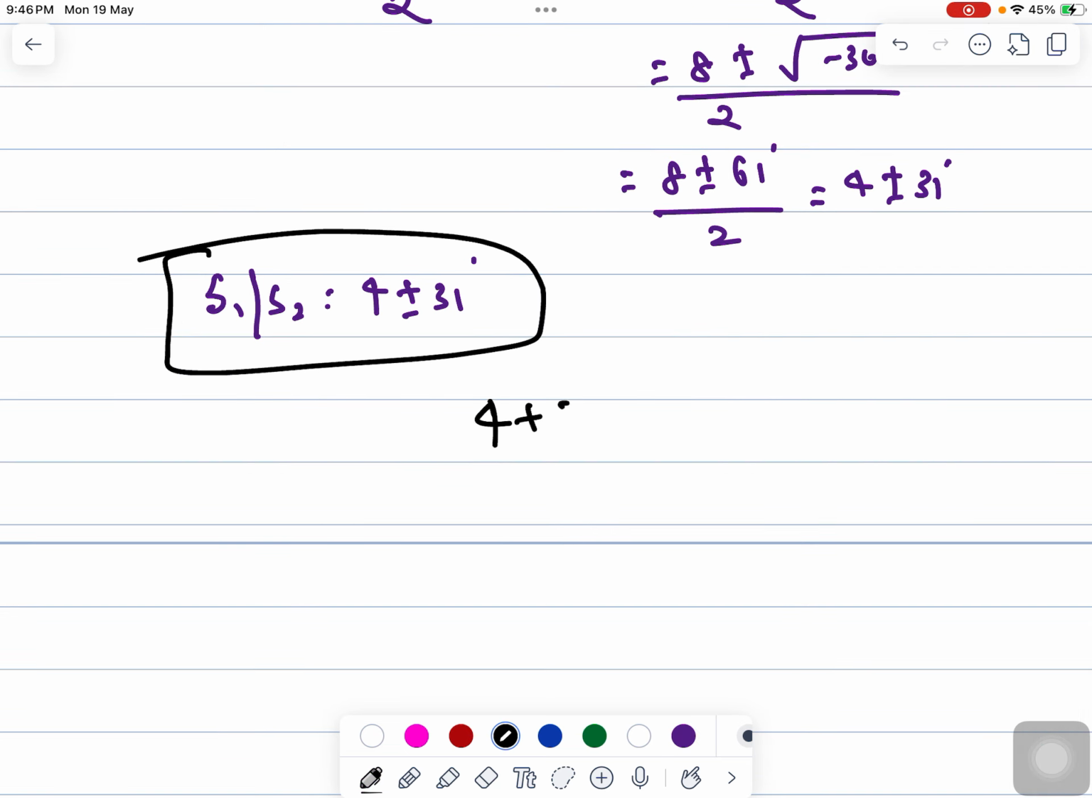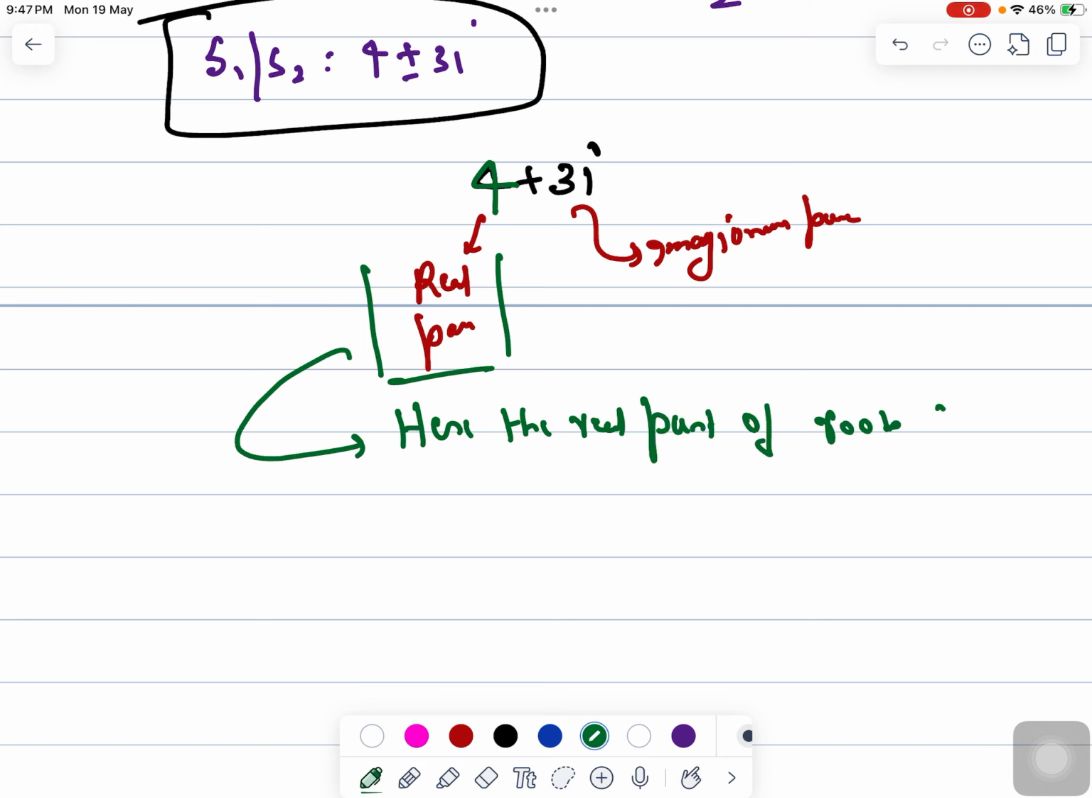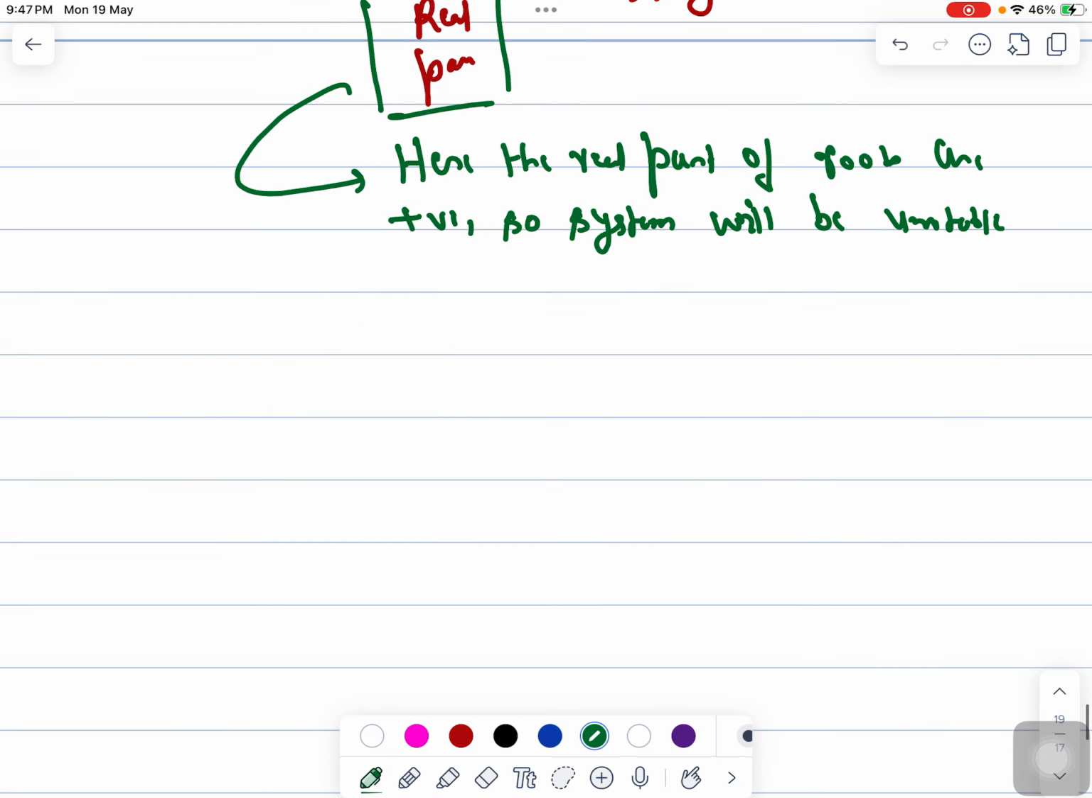But what is the real part? If I am talking about any complex number 4 plus 3i, this one is the real part of the complex number, and this one is the imaginary part of the complex number, right? So here what I have told you: if a system has to be stable, then the real part of the roots of the denominator should be negative. Here the real part is positive, so the real part of the roots is positive, the system will be unstable, and we cannot use the initial value theorem or final value theorem, right?